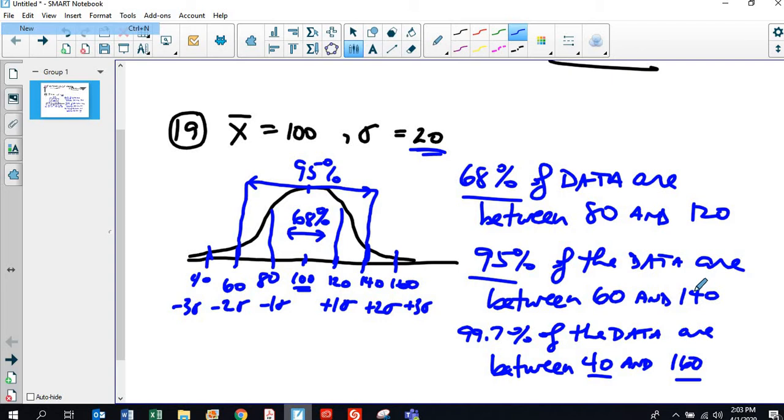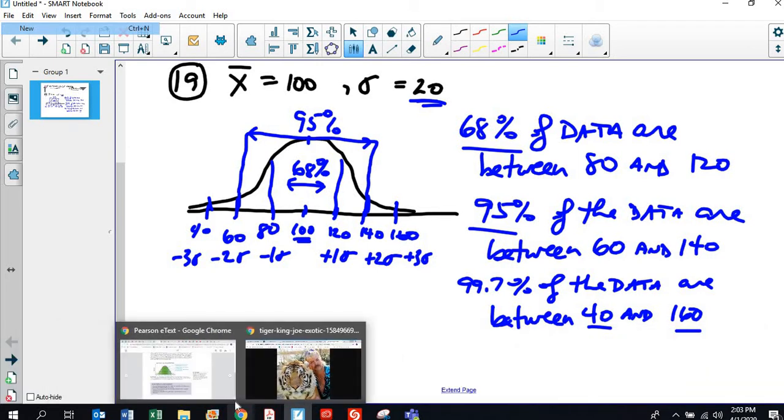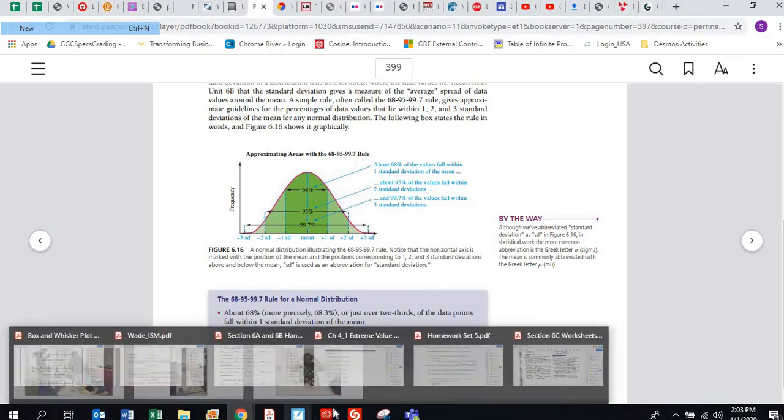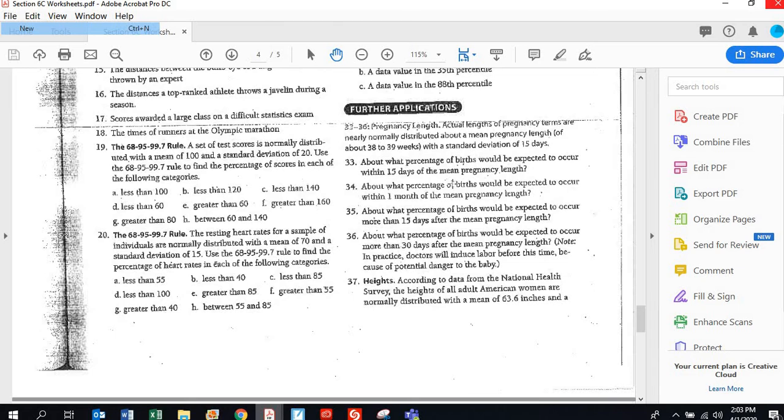But the way that we can do these problems then, the way that we can use this to answer questions, is once you've kind of drawn this all out, then you can use the percentages because there's 100% total, right? 100% of the data, so everybody goes somewhere, okay? And so if you come back to your questions here, they ask you for the percentages of how many are less than 100, less than 120, less than 140, and so on.